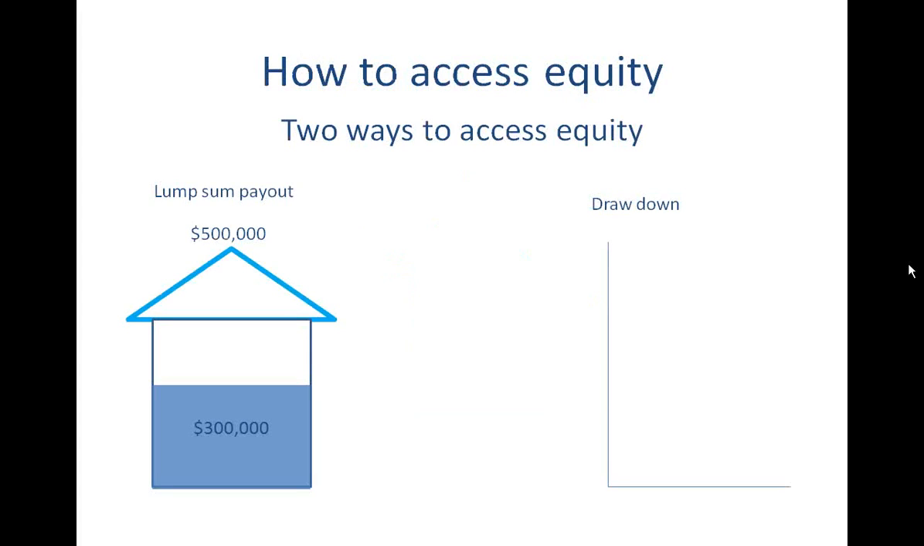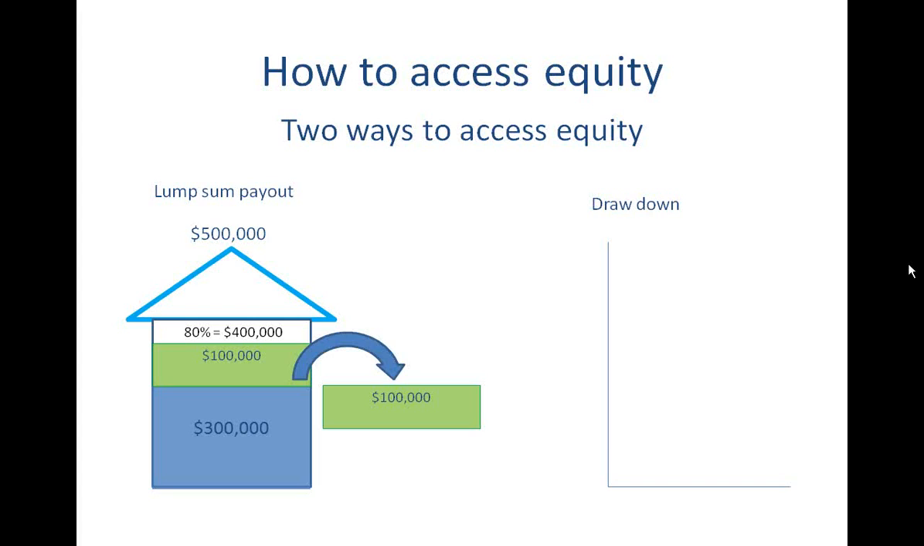So how do we access equity? Well, essentially there's two ways to access your equity. The first is through a lump sum payout, and the second is through a drawdown or an equity facility. So let's look at these two different options. As a lump sum payout or drawdown, you would increase your current loan, and in this case it is by $100,000. You would then have the funds deposited into an account or drawn in the form of a cheque payable to whoever the funds needed to be transferred to.